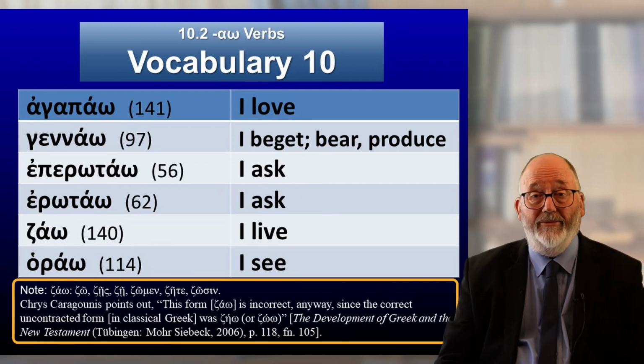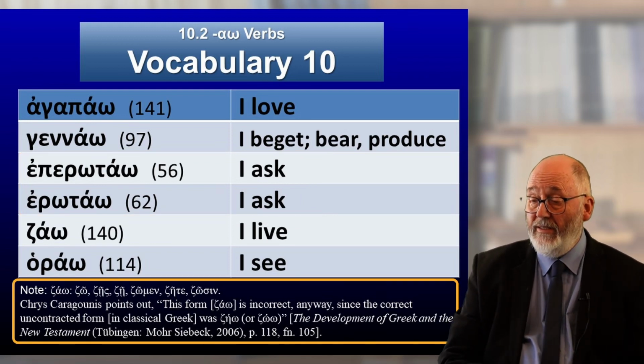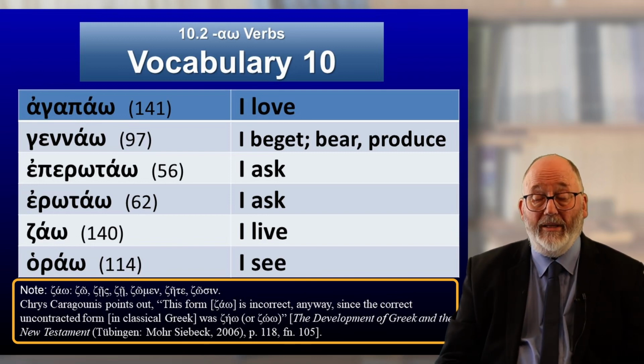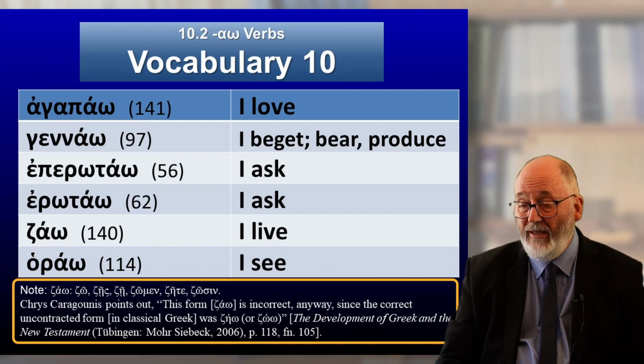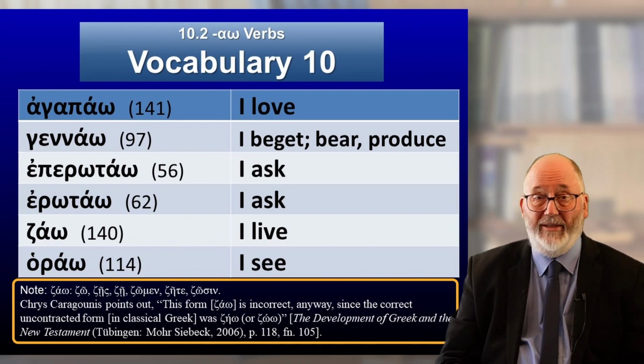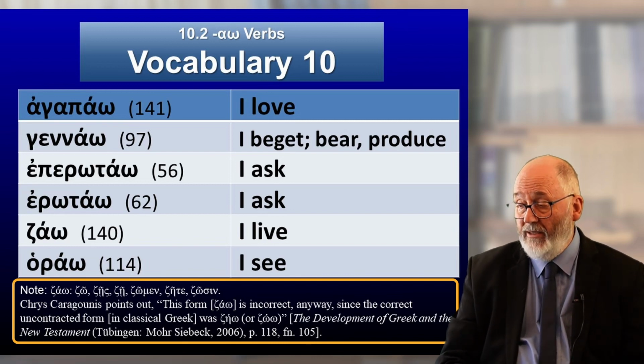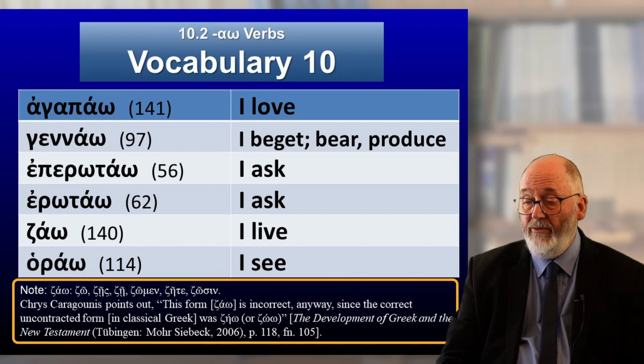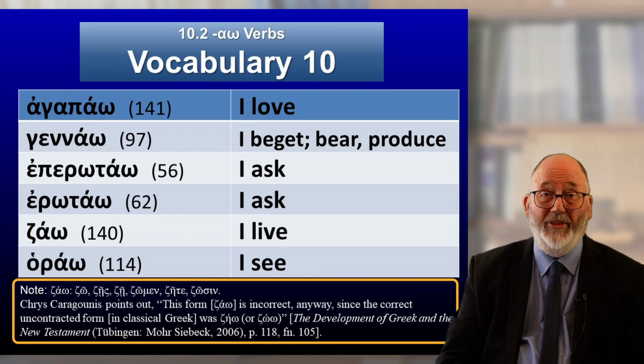We need to talk about the verb ζάω. As you can see in the note below, ζάω declines ζῶ, ζῇς, ζῇ, ζῶμεν, ζῆτε, ζῶσιν. Now, almost all Greek grammars classify ζάω as an ἀγαπάω verb, but really when you look at how it declines, I think Chris Karagounis has it right. Chris, by the way, is a native Greek speaker. He's talking about the form ζάω. He says this form is incorrect anyway, since the correct uncontracted form in classical Greek was ζήω with an eta, or ζώω with an omega.